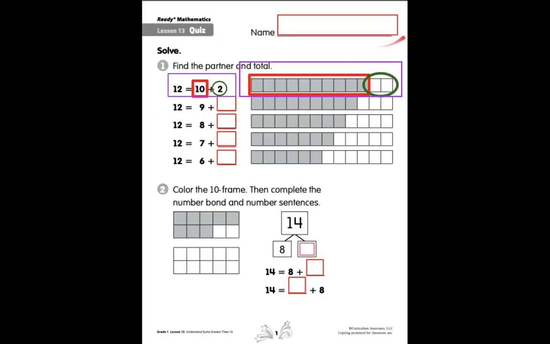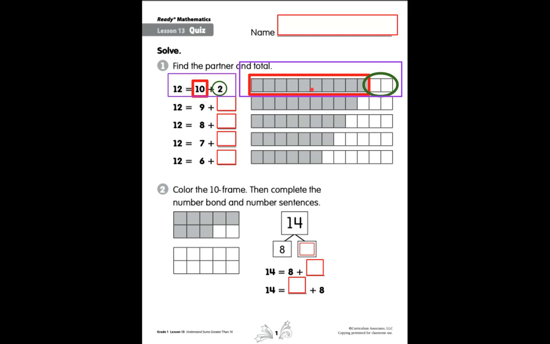So you are going to put your name up here at the top. Let's go through quickly, and I'm going to read to you the math problems and show you a couple tips, and then you can go back and open up your Google Slides and take your math quiz. Here we go, number 1. Number 1 says find the partner and total.